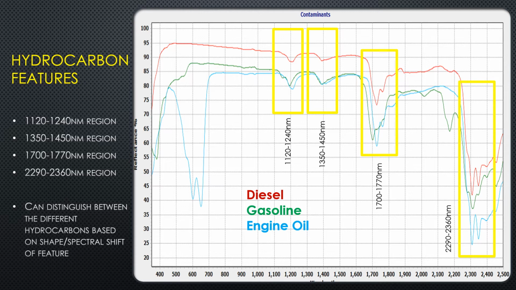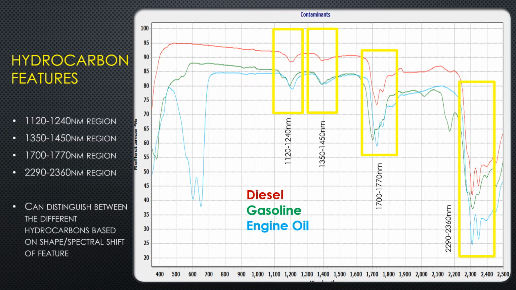So here we are looking at the spectral reflectance of our contaminants. Diesel being the red, gasoline in green, and engine oil in blue. We are looking at full range, 350 to 2500 nanometers. There are 4 regions of hydrocarbons: the 1120 to 1240 nanometer region, the 1350 to 1450 nanometer region, 1700 to 1770 nanometer region, and the 2290 to 2360 nanometer region.